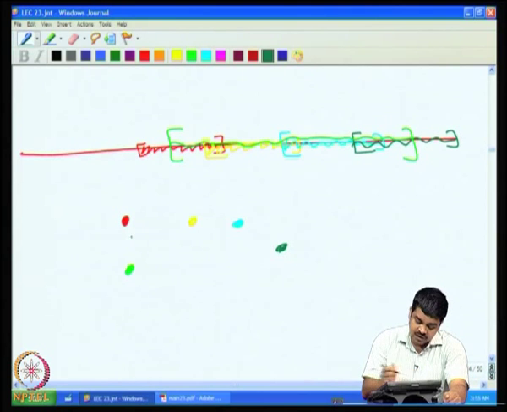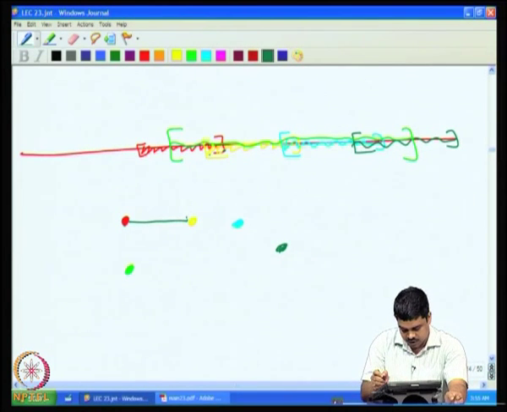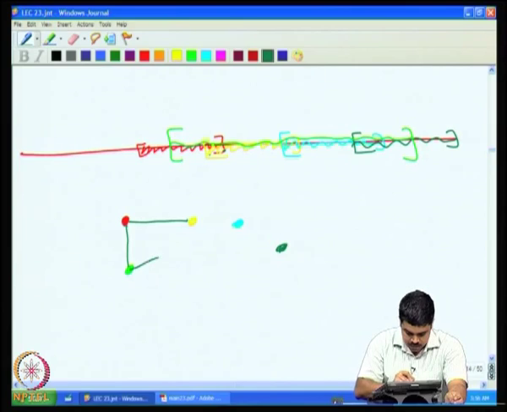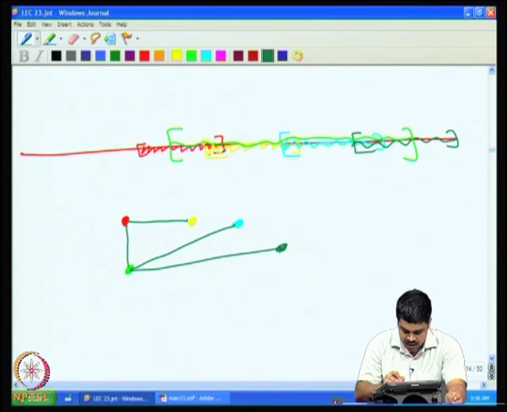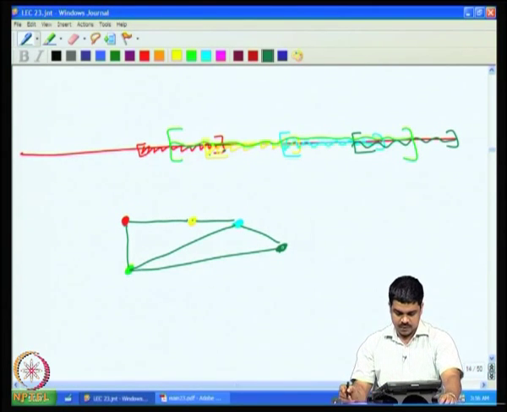Now, I connect the vertices together using the following rule. If two intervals intersect, for instance, here yellow and red are intersecting, therefore, I will put a connection between them, and green and red are intersecting, green and blue are intersecting, green and this dark green are intersecting, right, and then yellow and red are intersecting, yellow and blue are intersecting, but yellow and this are not intersecting, therefore, I am not.